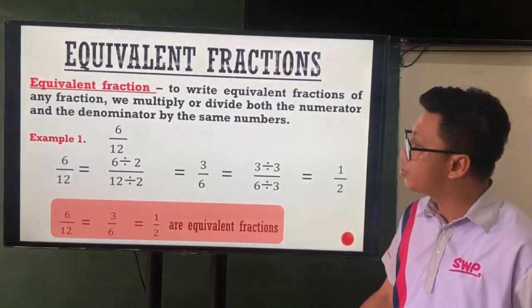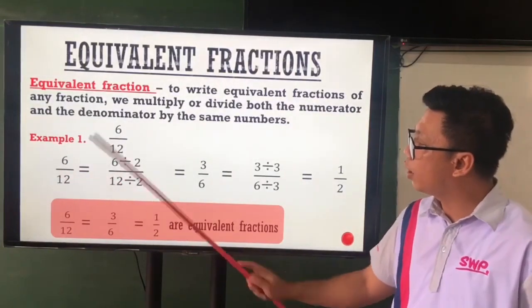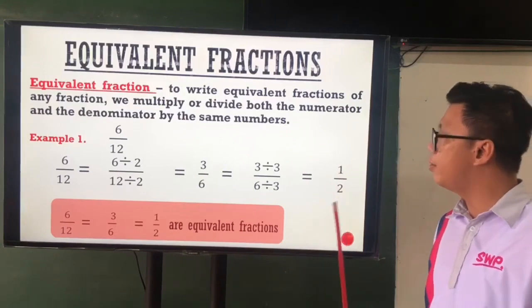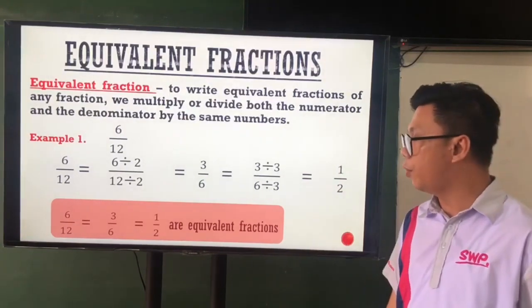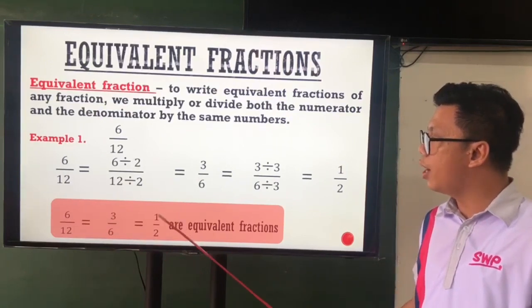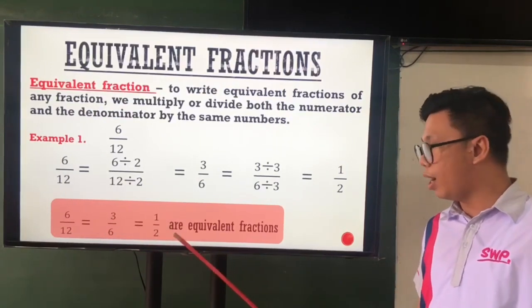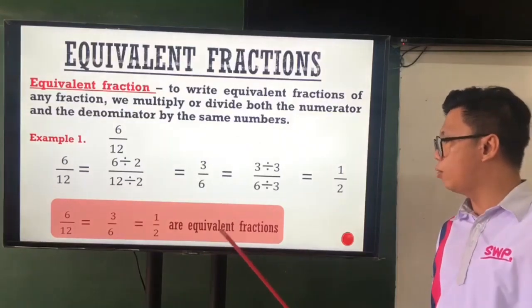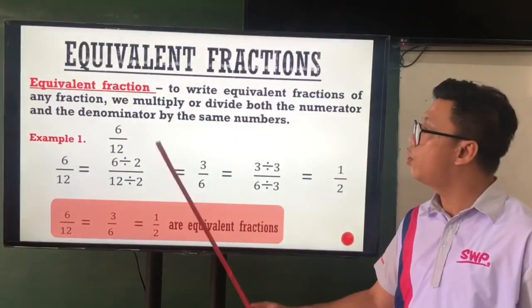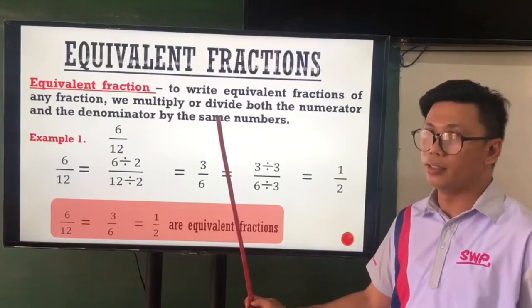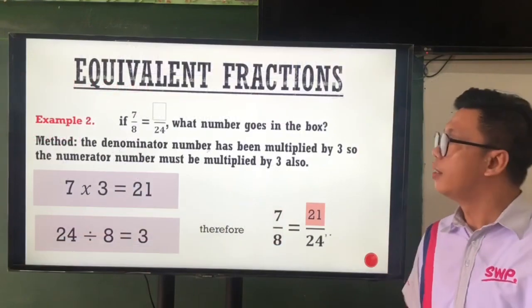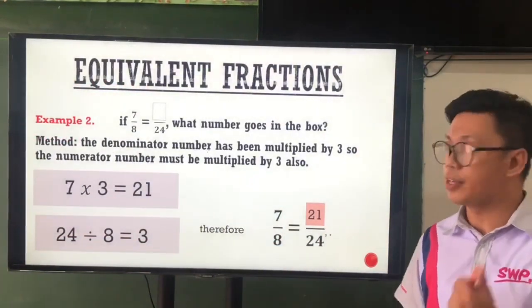So we have 6 over 12, 3 over 6, and 1 over 2. Therefore, 6 over 12, 3 over 6, and 1 over 2 are what? Equivalent fractions. Very good. That is for division. Now let's try an example using multiplication.